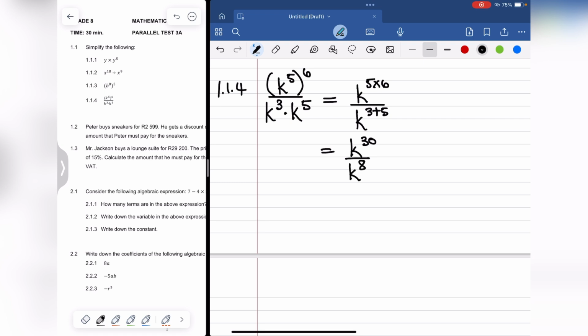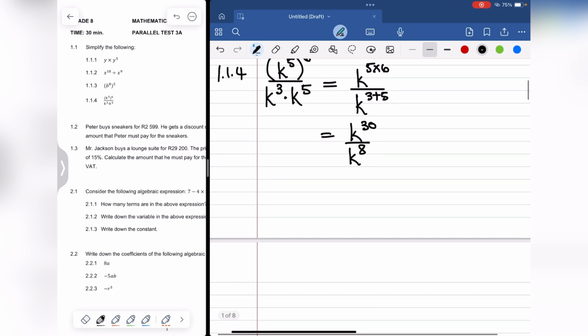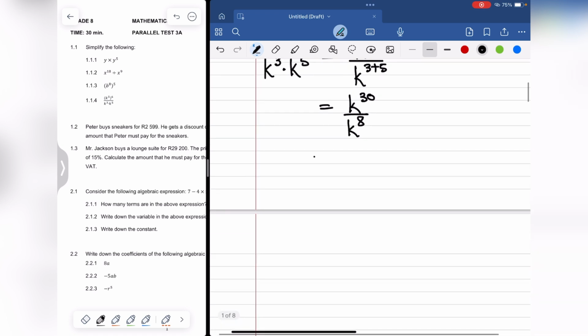And once again, many of you stopped at this point and said, I'm finished now. I'm not finished because I can simplify further. The idea here is to simplify. When we say simplify, we mean simplify as far as possible. So this means I can go one step further and divide.